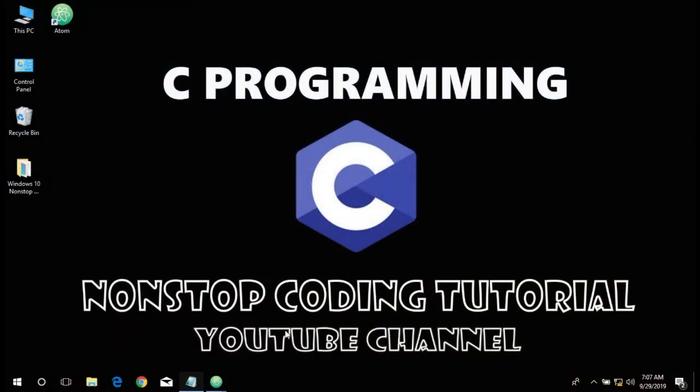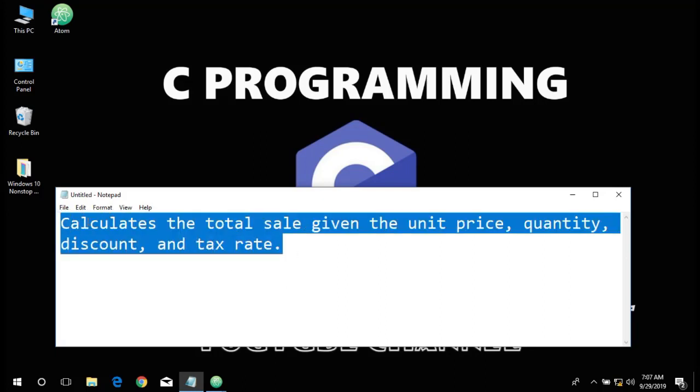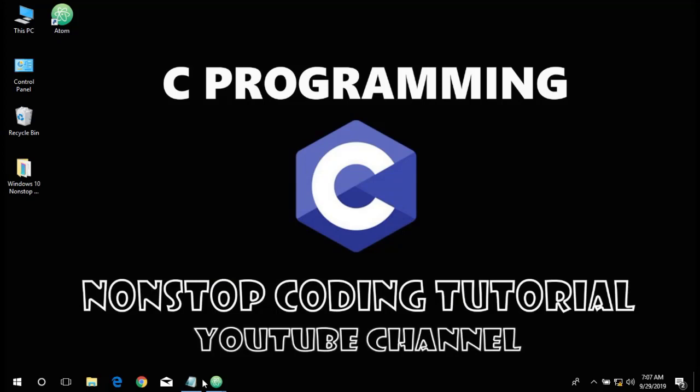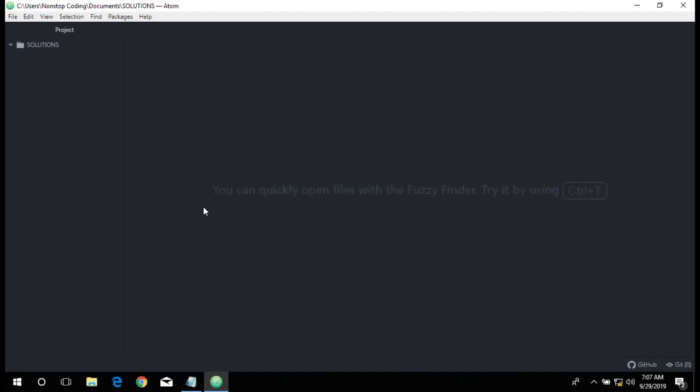Alright, so here is the problem again. So here is the problem given. Calculates the total sale given the unit price, quantity, discount, and tax rate. So let's go ahead and open our editor, our Atom editor.